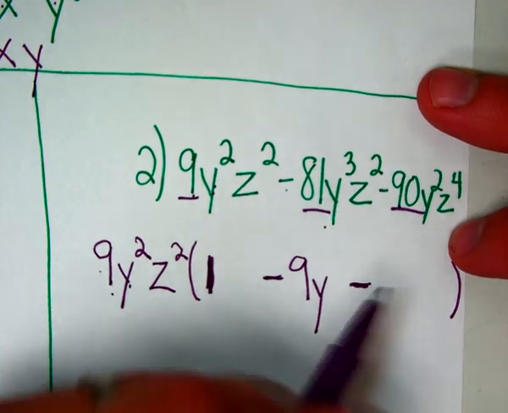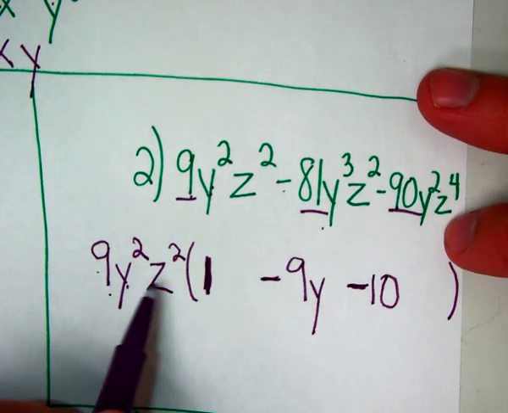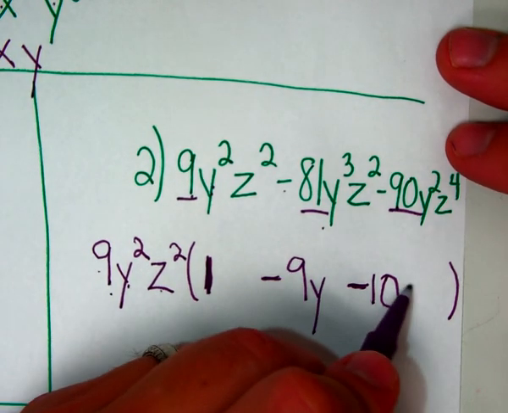Then we've got minus for the next part. 90 divided by 9 is just 1. I'm sorry, it's just 10. Y squared divided by y squared is just 1. And z to the fourth divided by z to the second is z to the second.